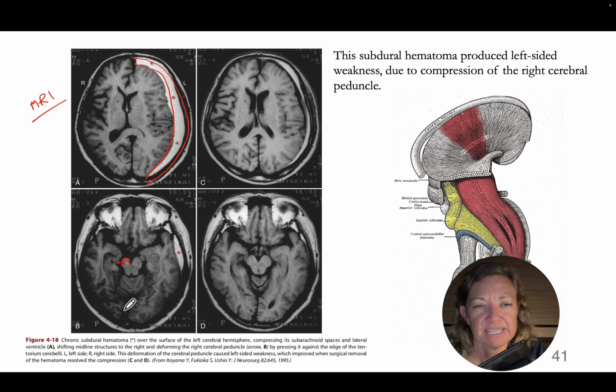And so here you can see the deformed peduncle, and here, after surgical removal of the mass, the shape is restored. And so you can imagine what the deficit would be as a result of the right cerebral peduncle compression. Of course, it's left-sided weakness.